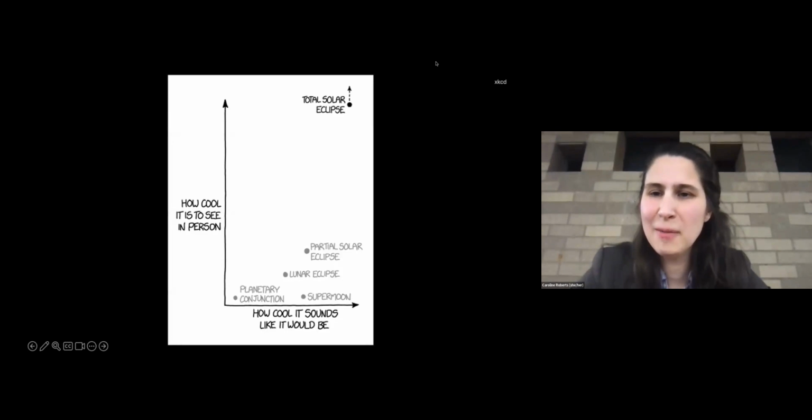So just a fun little comic here. We can kind of think about some astronomical things that you've perhaps heard of. Certainly our partial solar eclipse, our lunar eclipse, the supermoon, planetary conjunction. Some of these sound pretty cool, but when you see them in person, they're not always too exciting. But a total solar eclipse, that sounds amazing and it looks amazing. And I'm just so excited to share a little bit more about total and partial.